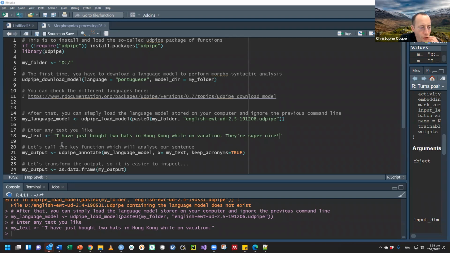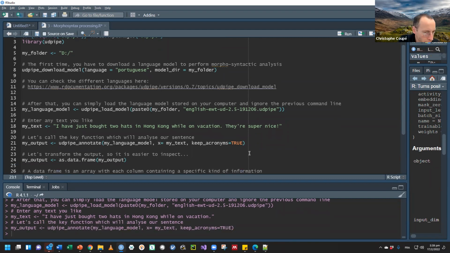So we need a third function. We downloaded our model. We loaded it into the memory. It's here. Now we use the third function. We call it UDPipe annotate. You give the model you want. So that's the language you want to play with. And then you give the text that you want. You can keep this. Don't worry too much about that. You execute that. It's done.